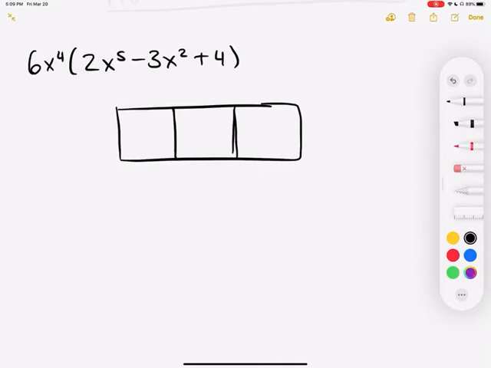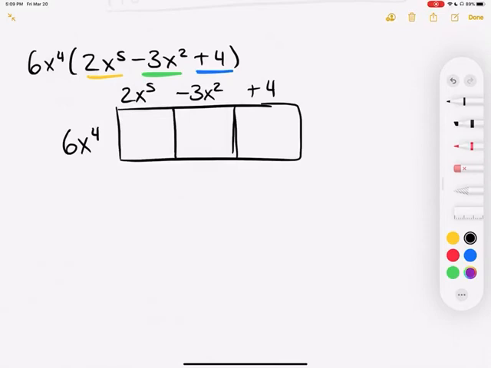Outside the small side of this rectangle is going to be the monomial, or the term outside the parentheses. And then on the top of this rectangle, I'm going to start placing all of the terms that I have inside the parentheses. So the first one's going to be 2x to the power of 5. The second one's negative 3x to the power of 2. And the third one's positive 4. We're going to try to find those 3 areas and then add them up.